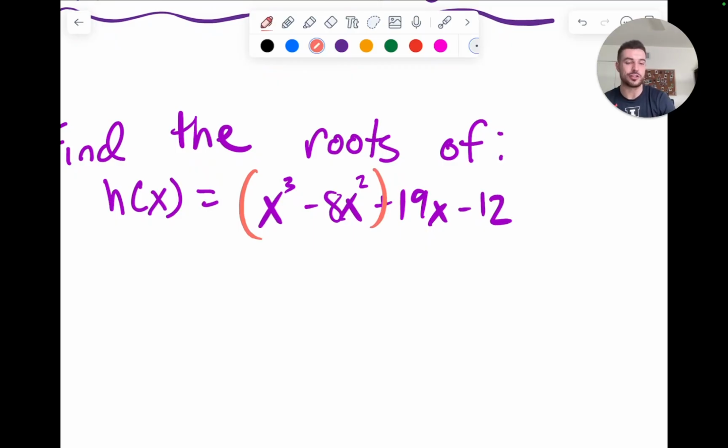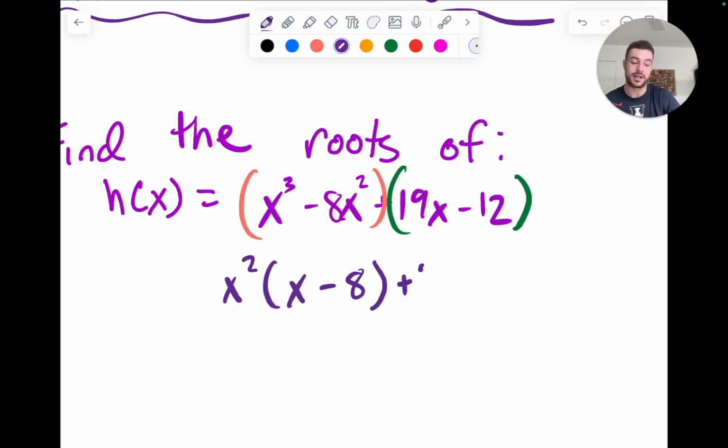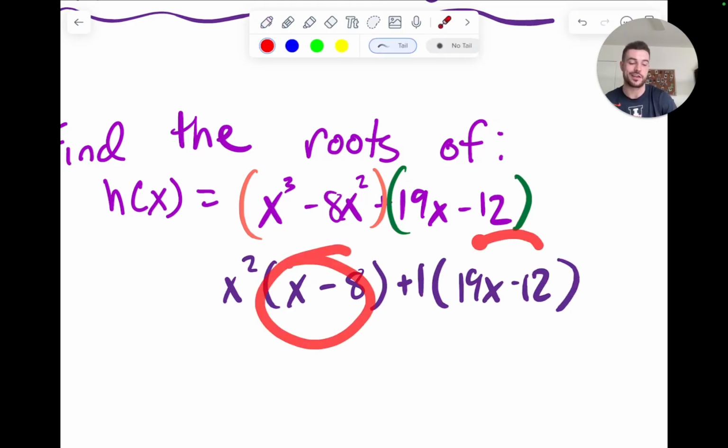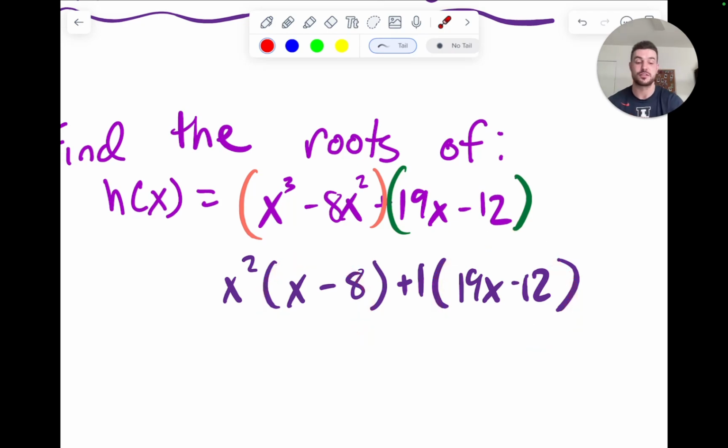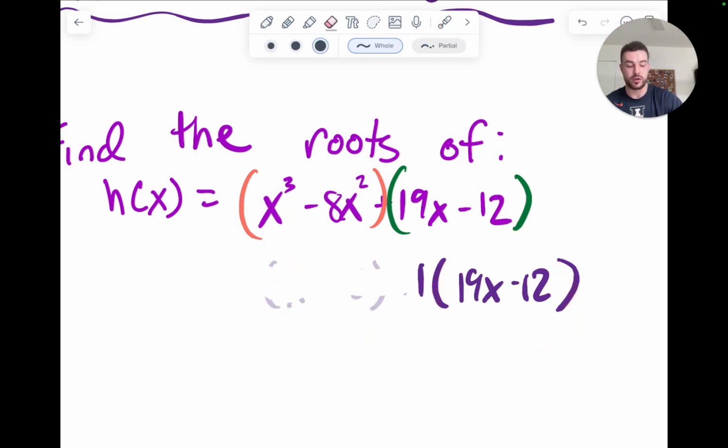But kind of already looking at it, I can see that there's no way the second grouping is going to end up looking the same. So for example, if I divided out an x squared for my first group, I'd be left with x minus 8. And then in my second group, they only have 1 in common, so then I'd be left with 19x minus 12. And since the inside of our parentheses here are not the same, that means we cannot factor this by grouping. So I'm going to erase this, and we are going to start from the beginning.